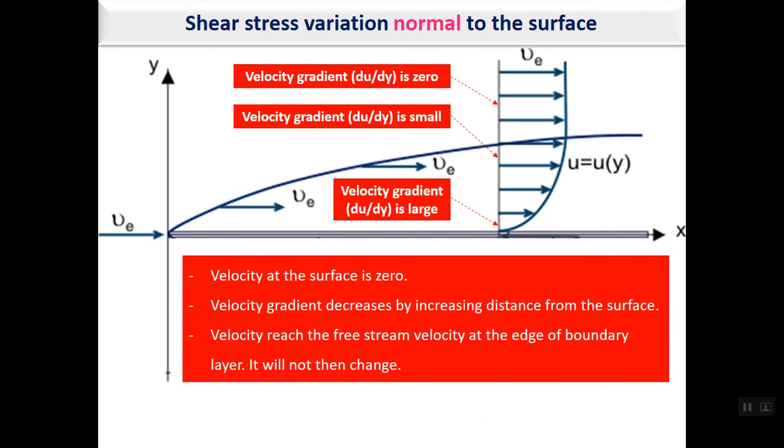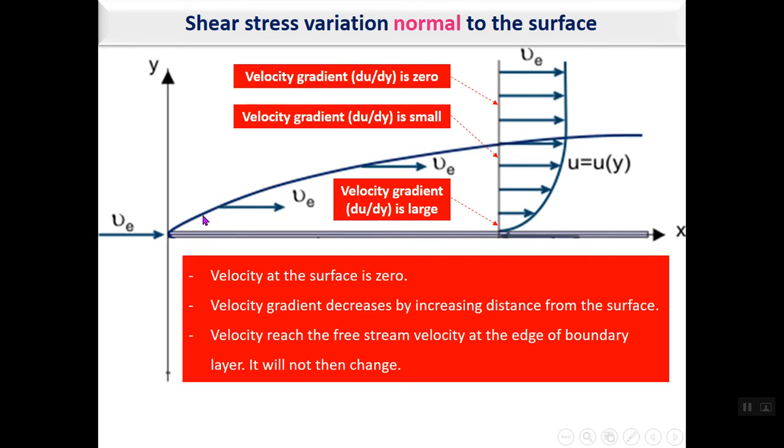Another very important topic is the variation of shear stress, both in the normal to the surface direction and along the surface. Let's first have a review on the shear stress distribution normal to the surface. Suppose that we have a plate as is shown here. The free stream velocity is VE from left to right. As you can see, a boundary layer is formed on the plate. This is the boundary layer edge, this blue line.